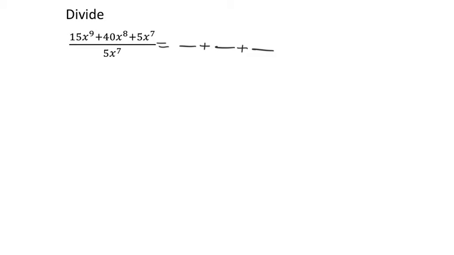Now it's always addition between because these ones are showing addition, so I guess not always, but in this case it's addition. So then what do I got? I got 15x to the power of 9 over 5x to the power of 7 plus 40x to the power of 8. But again, it's divided by the same denominator, 5x to the power of 7. And then I got 5x to the power of 7 over 5x to the power of 7.